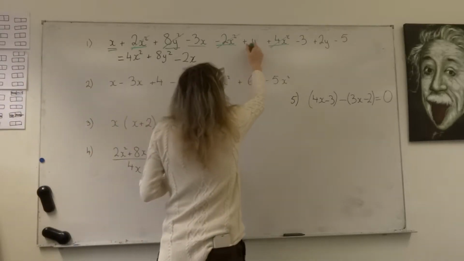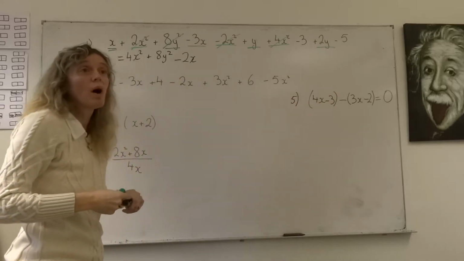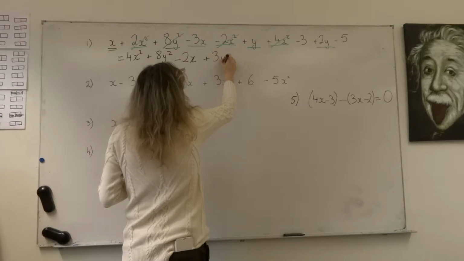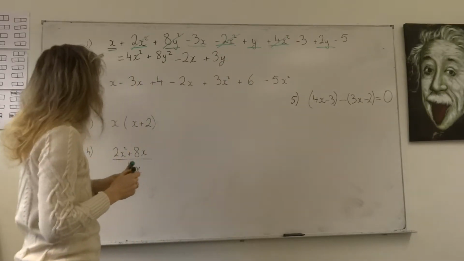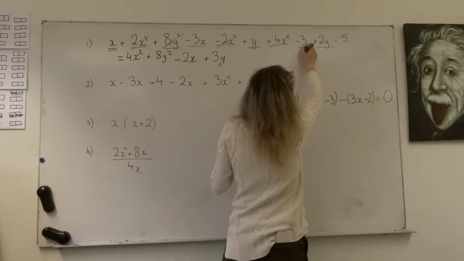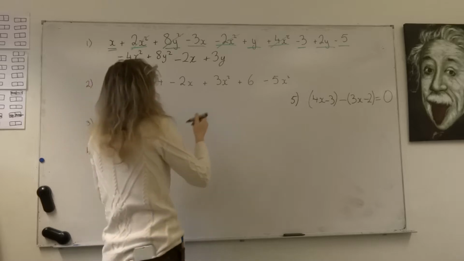Here we have 1y plus another 2y. So we've got 1y and we add 2 to them. We'd get plus 3y. 1 plus 2 is 3. And we'll finish it off with our numbers, and we have a minus 3 and a minus 5. Minus 3 minus 5 will give us minus 8.